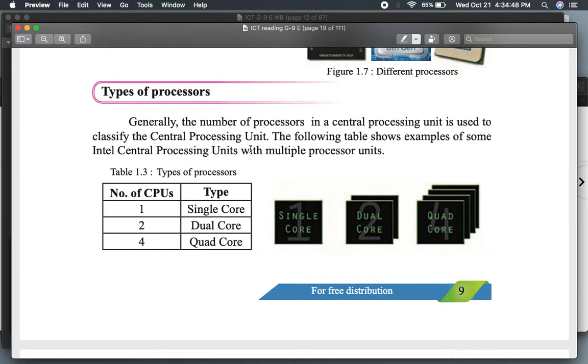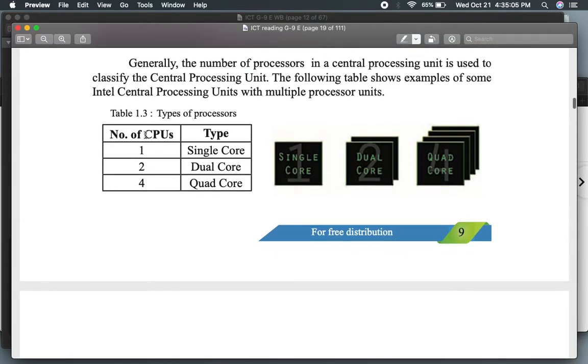Generally, the number of processors in a central processing unit is used to classify the central processing unit. The following table shows examples of some Intel central processing units with multiple processor units. Number of CPUs 1, type single core. Number of CPUs 2 is called a dual core. Number of CPUs 4 is called a quad core. Single, dual, and quad. So basically 1, 2, or 4 CPUs.